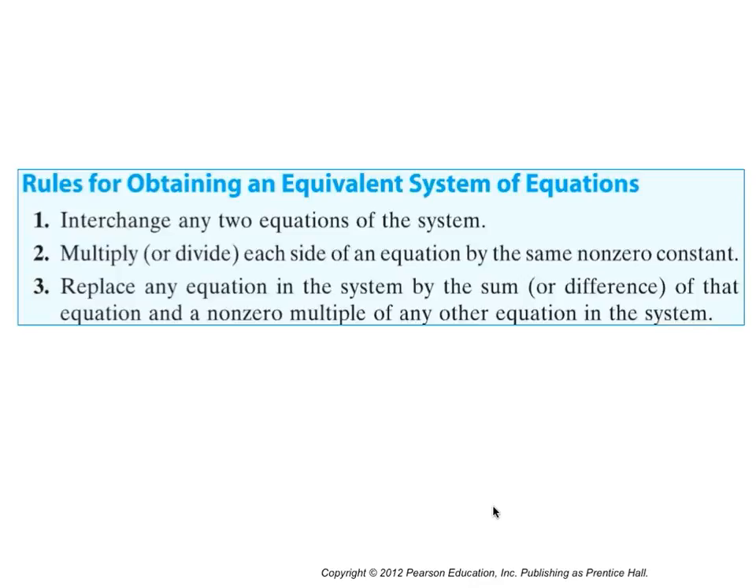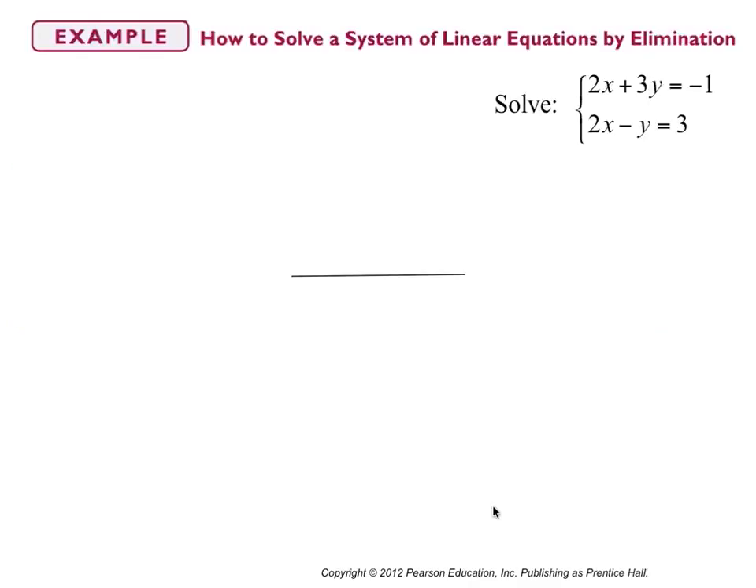You can also multiply or divide each side of an equation by the same non-zero constant, and then you can replace any equation in the system by the sum or difference of that equation and a non-zero multiple of any other equation in the system. So let's take a look at how some of this stuff works.